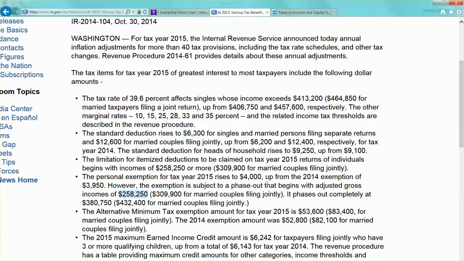We're assuming that you're a single individual, and there are different tax rates for single people versus married people versus head of households and versus married people who file separately. So in this example, I'm assuming you're single. You also get a standard deduction, and that's listed right here. The standard deduction for single people is $6,300, and that's up from $6,200 last year.